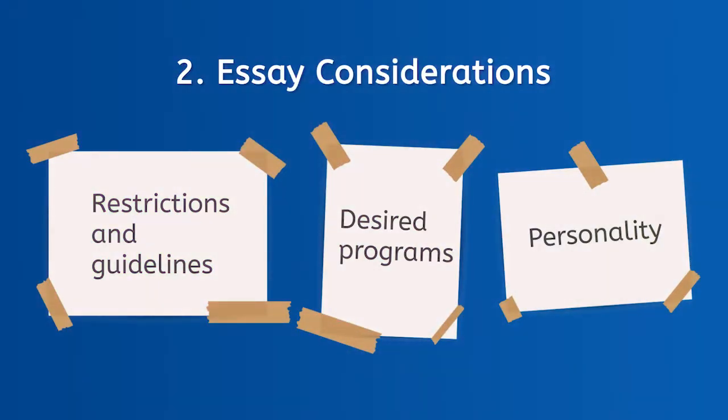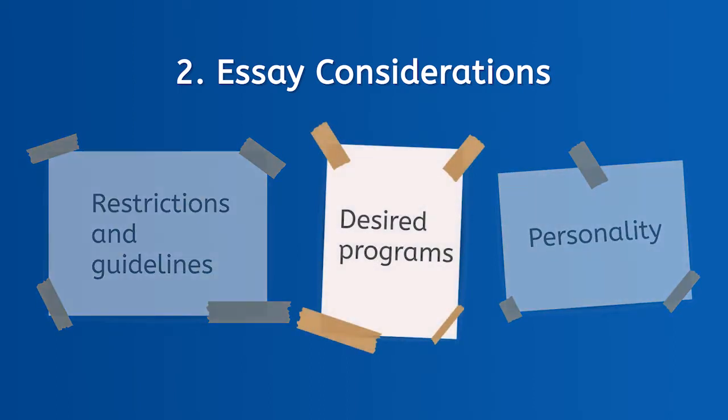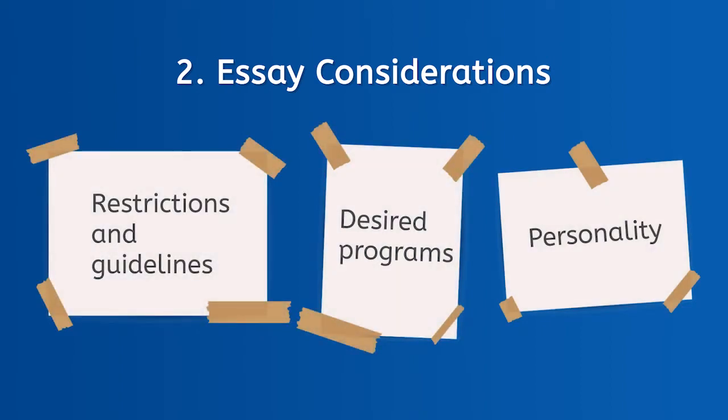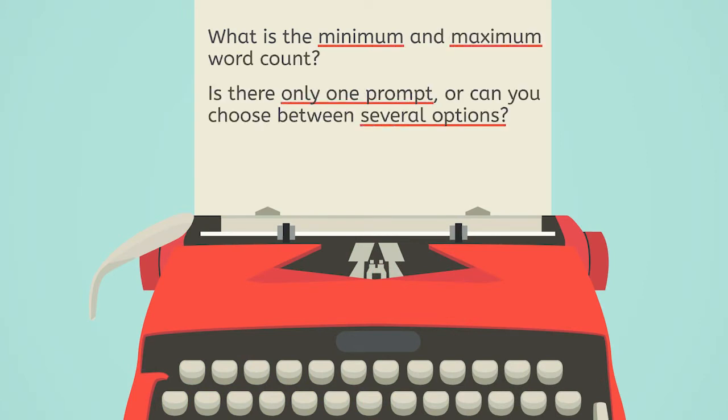And as you work on your writing approach, you can also think about essay considerations such as restrictions and guidelines, desired programs, and personality. Consider whether your college application prompt lends itself to a certain essay style or structure by thinking about the restrictions and guidelines. What is the minimum and maximum word count? Is there only one prompt, or can you choose between several options? Are there specific formatting instructions included?